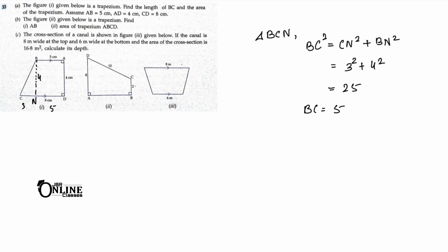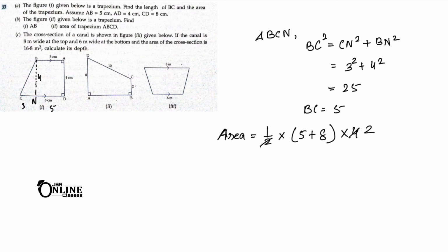Next, you have to find the area of the trapezium. So the area equals half into the sum of parallel sides. Parallel sides mean AB and CD. AB is 5 and CD is 8. So 5 plus 8, into AD, which is 4.